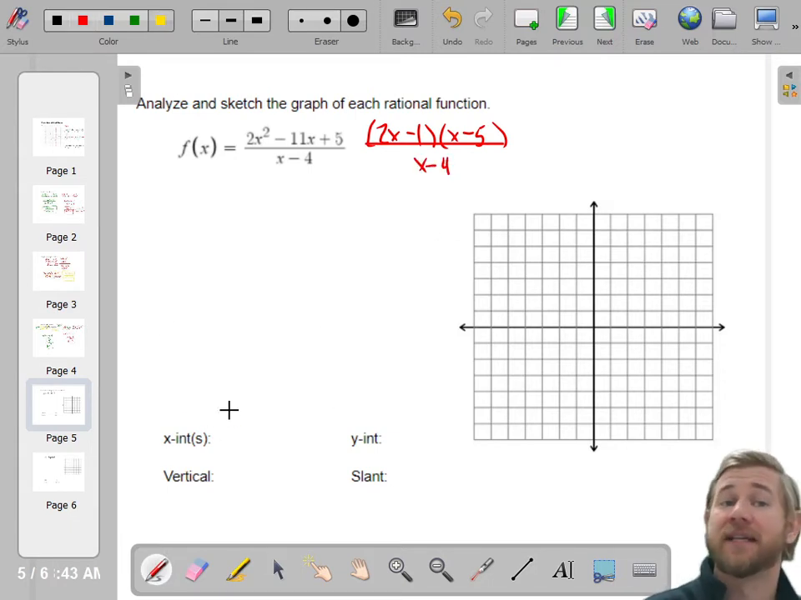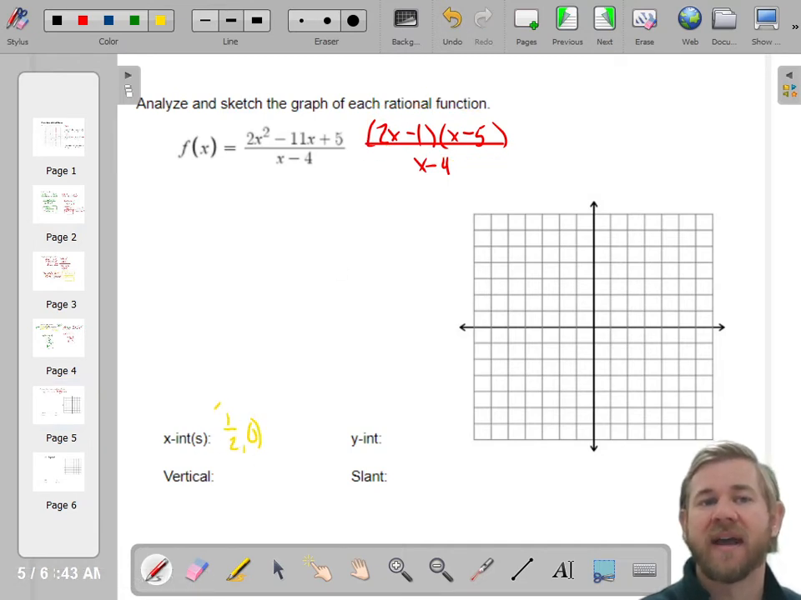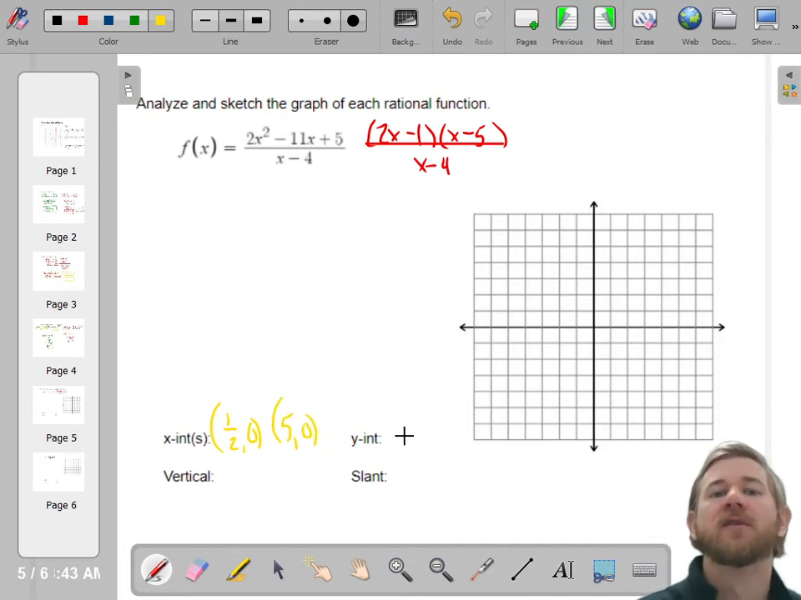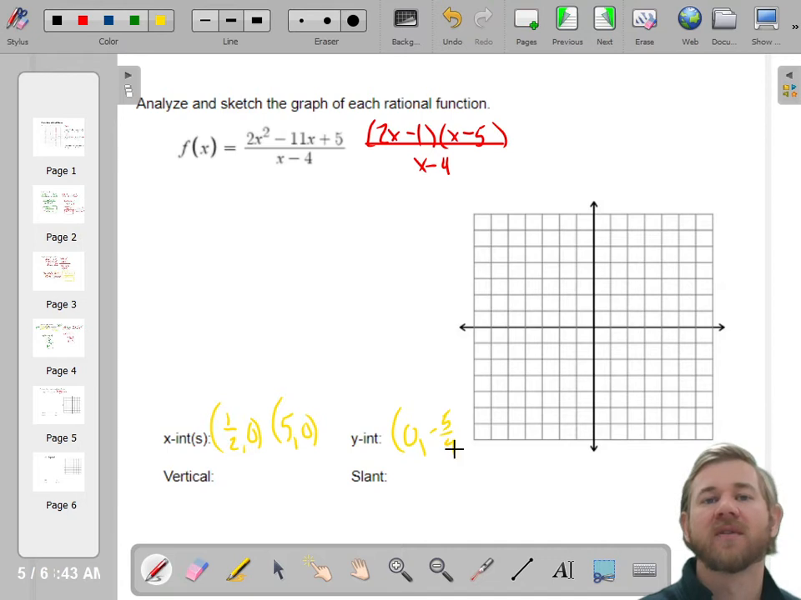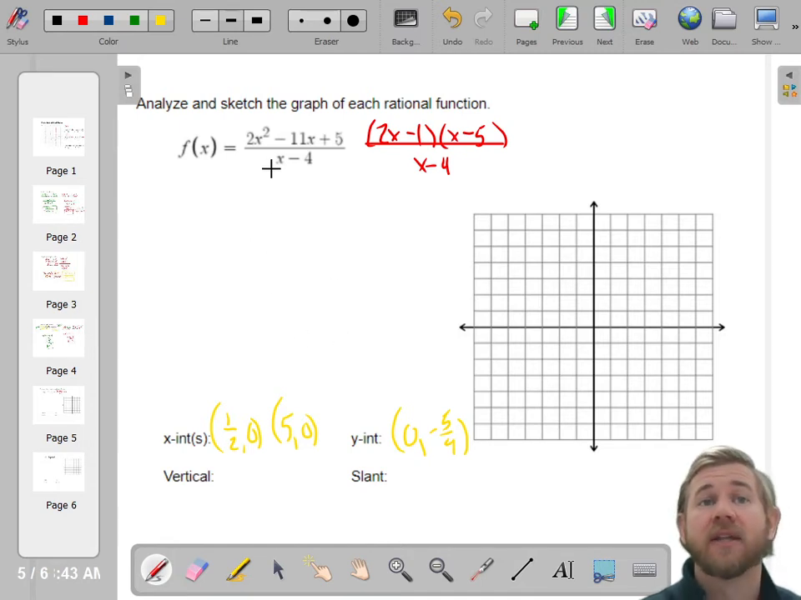So to find x-intercepts, you set the top equal to 0. The factor 2x minus 1 equals 0 when x is 1/2, or x minus 5 equals 0 when x is 5. So those are my x-intercepts. If you plug in 0, you get 5 over negative 4, so negative 5/4, negative 1.25. Let's see, what else do we got here? Vertical asymptotes. That's when the denominator equals 0, that'd be at x equals 4.